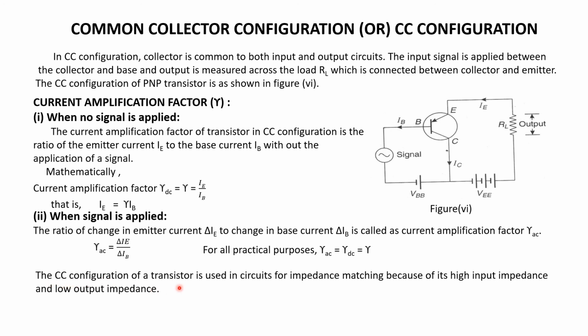In CC configuration, the transistor is used in circuits for impedance matching. Impedance matching means matching the impedance of input and output circuits. Impedance is nothing but voltage by current. So for impedance matching purposes, the CC configuration is generally used. So the transistor has three configurations. A single transistor can be used in three configurations depending upon our requirement: common base, common emitter and common collector.